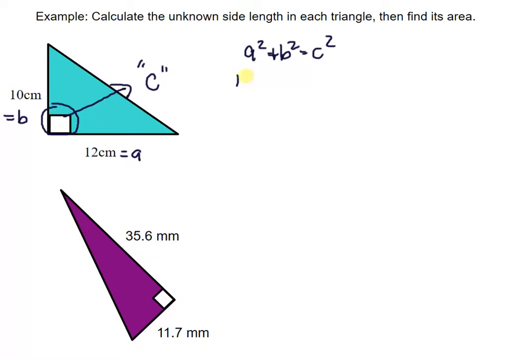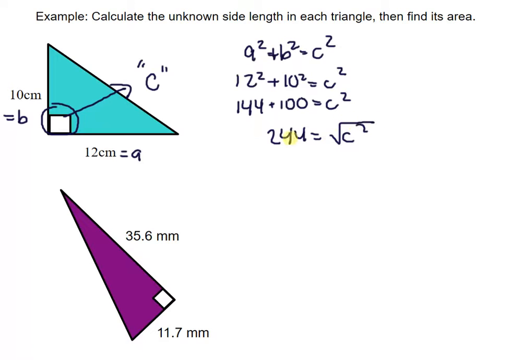So let's go 12 squared plus 10 squared equals C squared. So we get 144 plus 100 equals C squared. Okay, so 244 equals C squared. Now, how can we reverse a square? We do the inverse operation, which is a root. So we're going to root both sides, and this root actually cancels out that square.